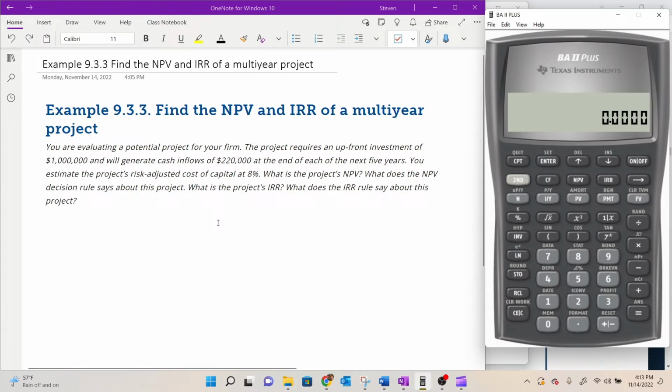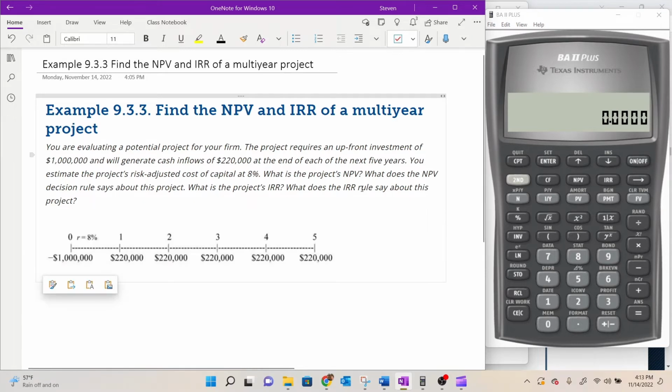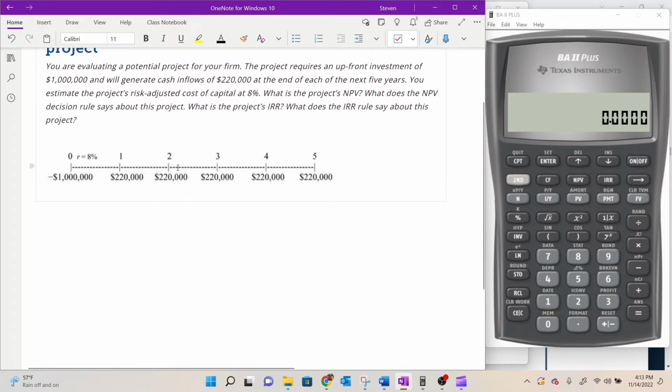Okay, so from the early examples, we know net present value and internal rate of return are time value of money calculations. So we're going to start out by drawing the timeline, which I've actually just stolen from the text right here, where the initial cash outflow today at time period 0 is going to be $1 million. That's going to be followed by 5 consecutive cash inflows at the end of each of the next 5 years, and our cost of capital is 8%.